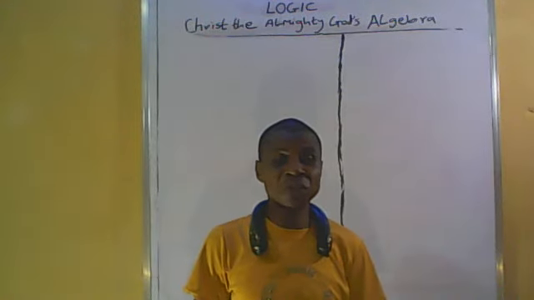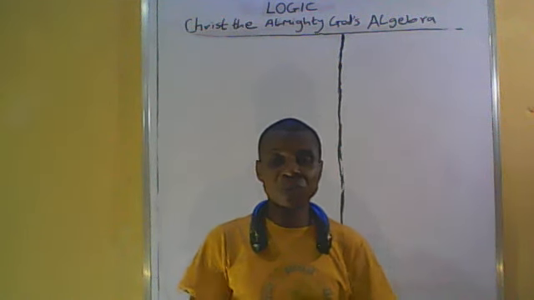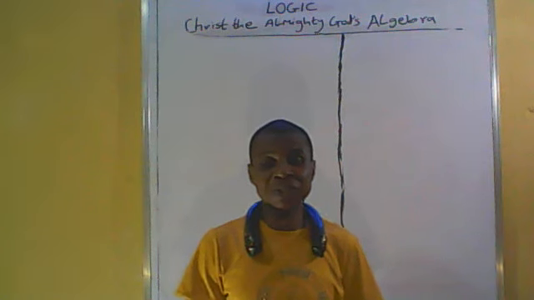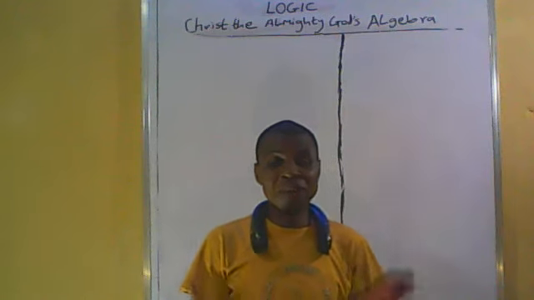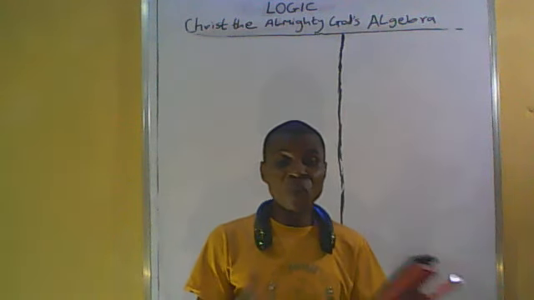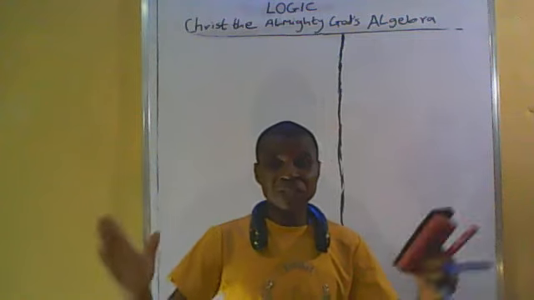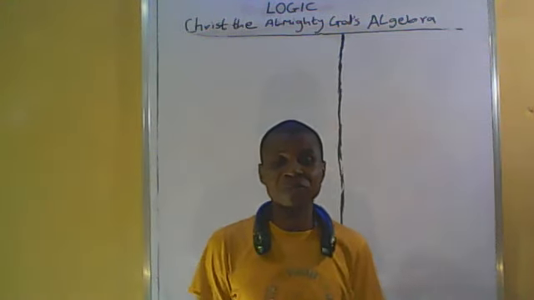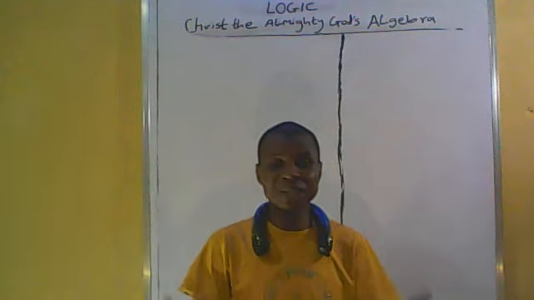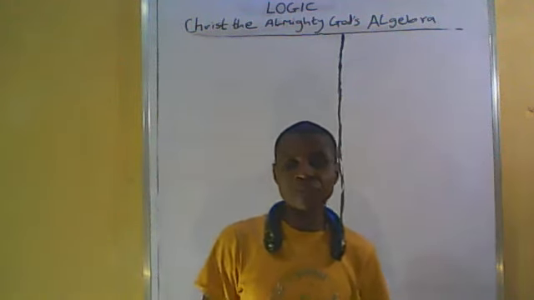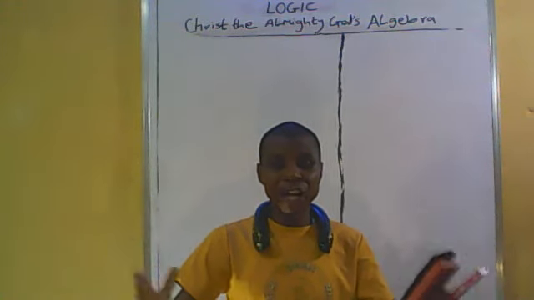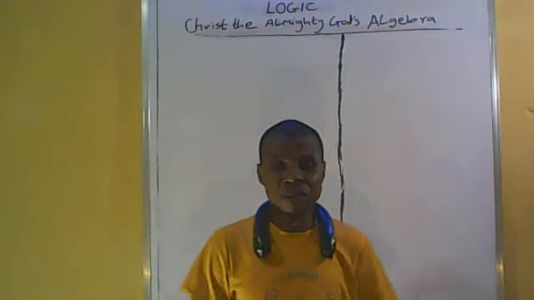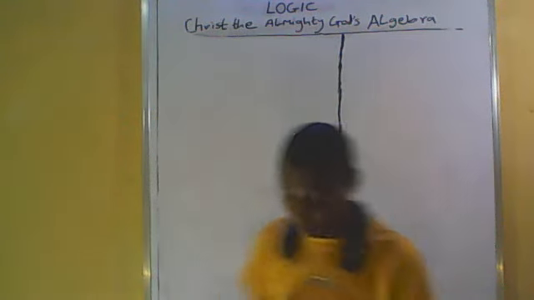We are still under logic, Christ Almighty God's Algebra. Today we are going to treat identity. We know that we have law of identity, we have identity. When you talk about law of identity, we are talking about when the two relations are not the same in syntax, but they are the same in semantics. Semantics are the same, but syntax are not the same. But when you talk about identity, you're talking about that syntax of the relations are the same, and also the semantics are the same. Let us start.